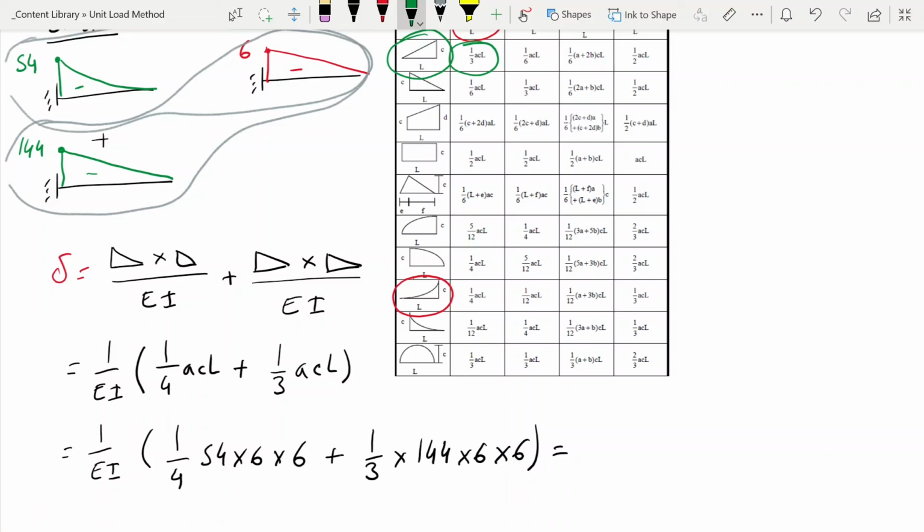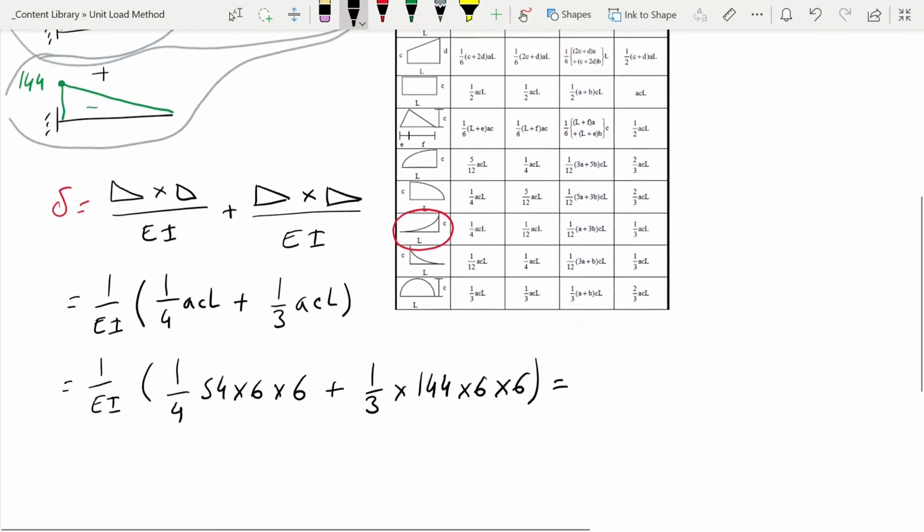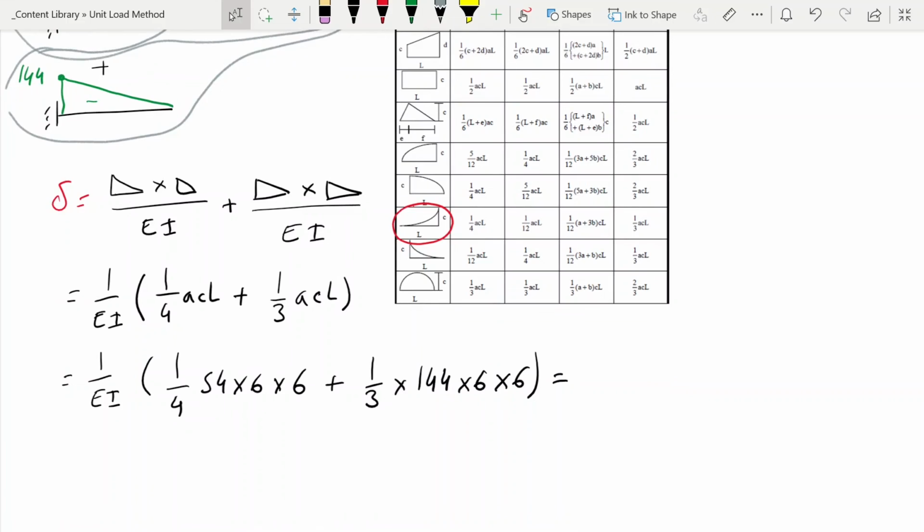So because all of this is tension on the top, when we multiply the two diagrams, we're always going to get a positive answer. So at the end, we solve for this. We should get 2214 divided by EI. The fact that it's positive means the displacement is down, and this concludes the problem.